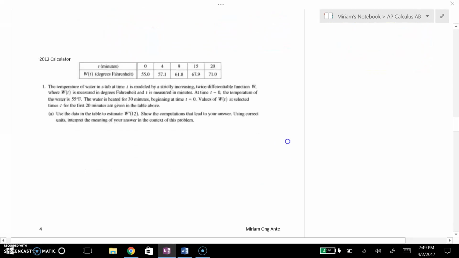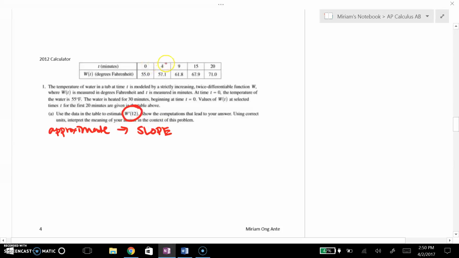Next one's very similar. Take a minute to read the entire thing. And it says, use the data in the table to estimate W prime of 12. Again, we don't have an equation here. We have to approximate. Hence, we have to use slope. Again, you have to contain 12 in between them.